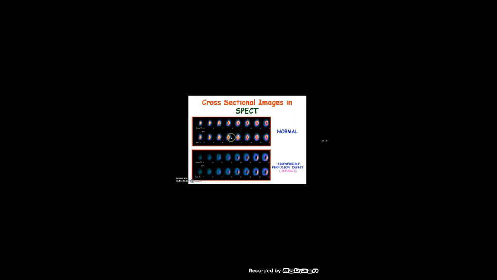That means we are actually getting the cross-sectional information of a particular organ of interest. So what I have shown here is the cardiac SPECT imaging. We also can do quantification in SPECT because we are getting three-dimensional data with the help of the software. For example, we can calculate the ejection fraction of the left ventricle, end diastolic volume, end systolic volume, stroke volume. All these data can be processed and we get additional information which is not possible in planar imaging.